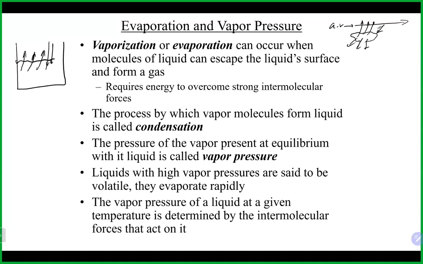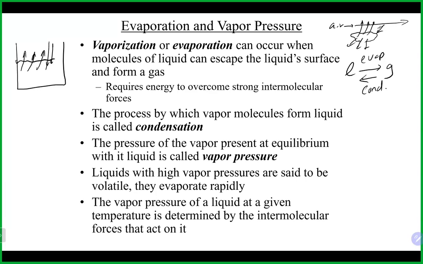Obviously, evaporation and vaporization is the transition from liquid to gas. And going in the opposite direction, from gas to liquid, is condensation. So when gas molecules are flying around, they lose enough energy. When they hit each other, they stick, because they don't have enough energy to escape one another, and they drop back into the liquid phase, and you get condensation.